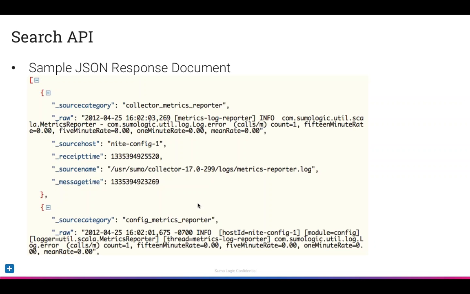So what you'll get back from the search API, this is the sample JSON response document to give you some idea of the structure. You're going to get back your results. You're going to get back an array of objects, and each one of those objects is going to represent the results of the query that you executed.